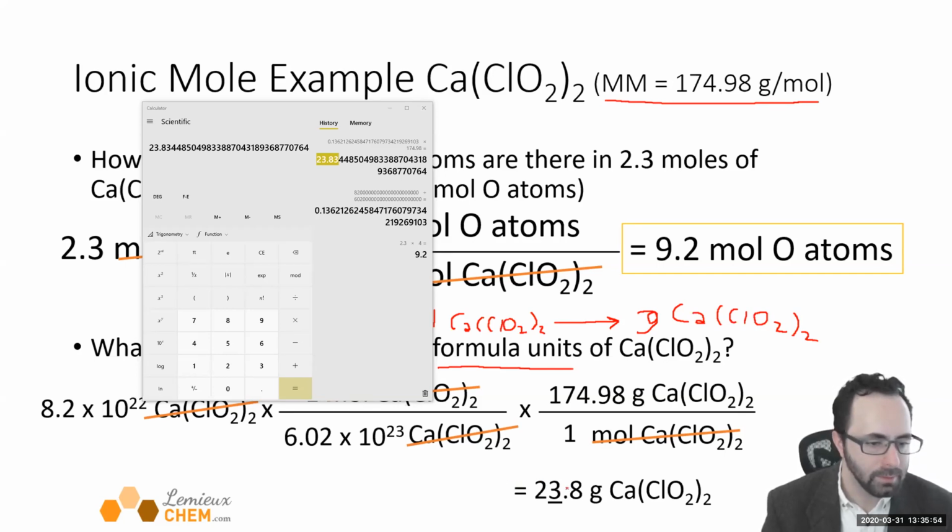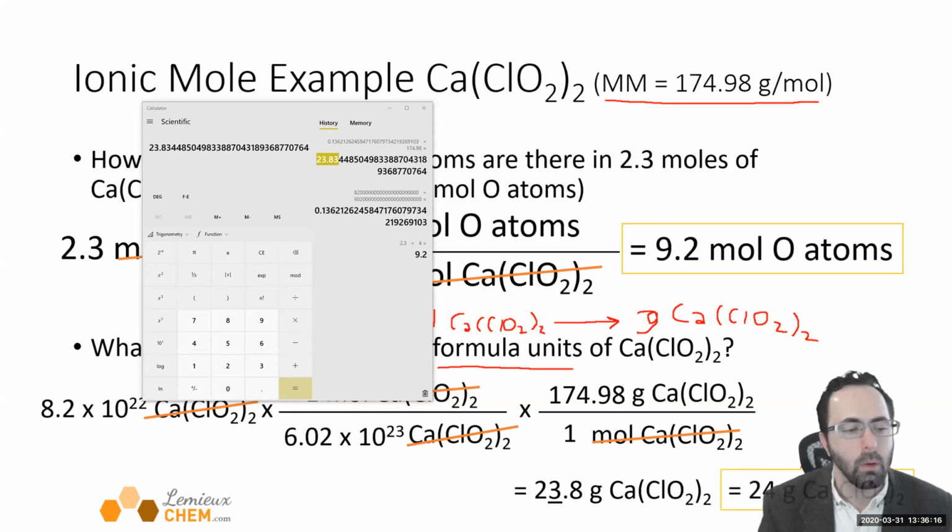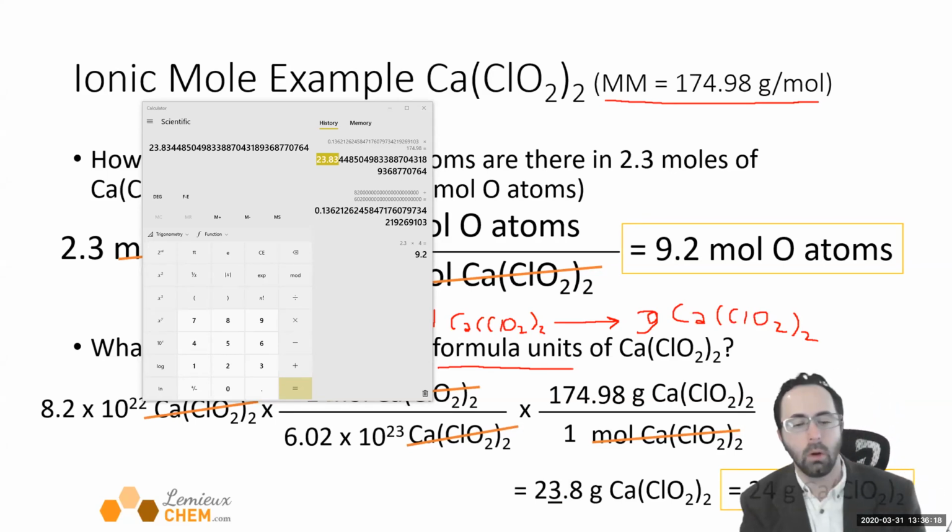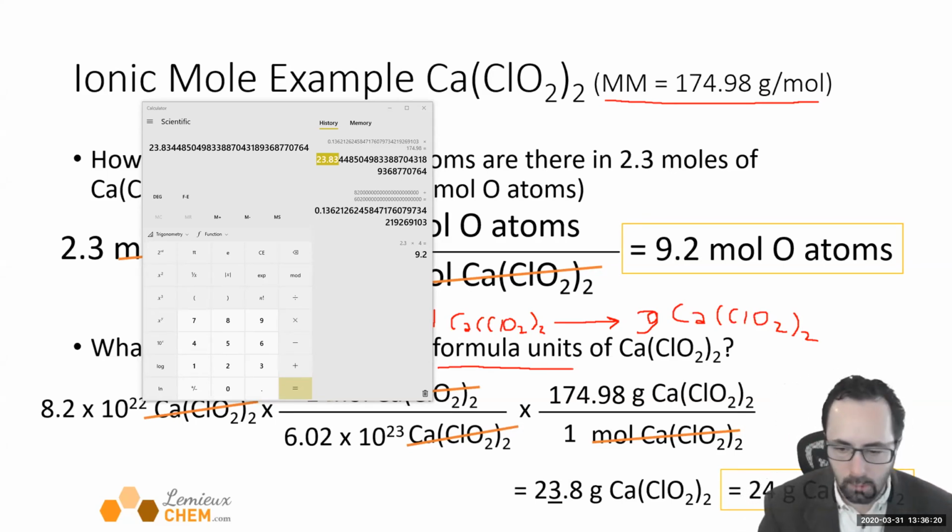Sig figs, okay? Remember, when we're multiplying, we count the sig figs. This number, 8.2, has 2 sig figs. This one, we wrote it with 3 sig figs. We could have written it with more. This one, we wrote it with 5 sig figs. We could have gotten more from the periodic table, but our limit should always be our data, 2 sig figs. So we have to round this to the second place where the 3 is. So our answer should be written as 24 grams of calcium chloride.